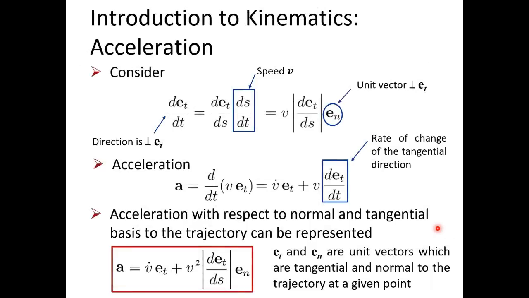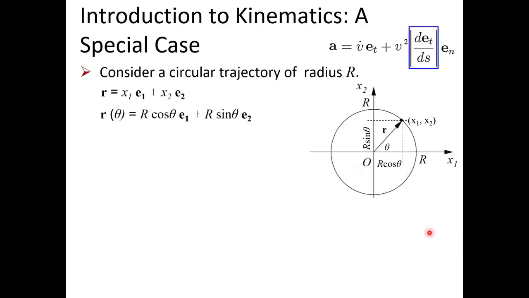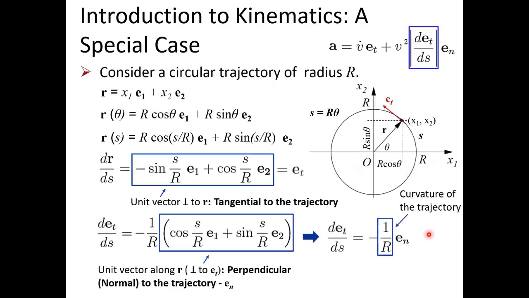If I go to the previous slide, that quantity is associated with dEt over dt, the rate of change of tangential direction. So this acceleration component influences the rate of change of tangential direction.